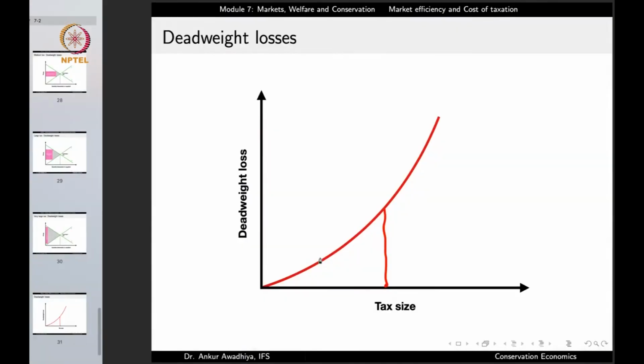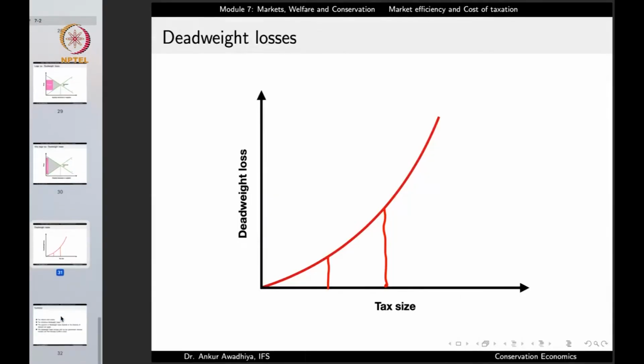So probably the government should aim for a tax size that is less than that so that the deadweight losses are a bit less. We will not be able to completely eliminate the deadweight losses, but the government should aim for a deadweight loss that is small enough that can be tolerated by the society. So the optimum is determined not just by the maxima in the Laffer's curve, but is also determined by the deadweight losses that will happen because of the taxation distortion that is happening in the market.